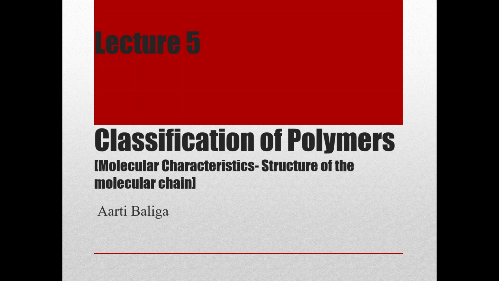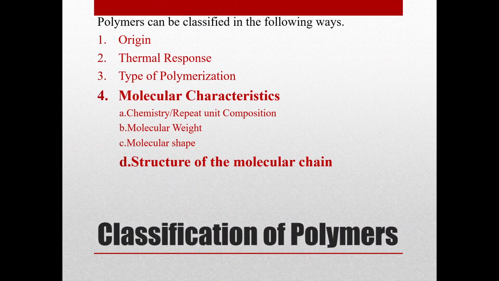Hello, today we shall look at the structure of the molecular chain under molecular characteristics, which is we are doing the classification of polymers, and already we have seen polymers that can be classified on the basis of origin, on the basis of thermal response, on the type of polymerization. We have also seen under molecular characteristics how they may be classified depending on their molecular weight or maybe molecular shape or the chemistry and the repeat unit composition will be dealt with later on.